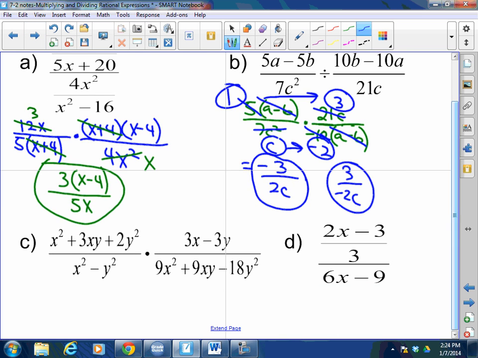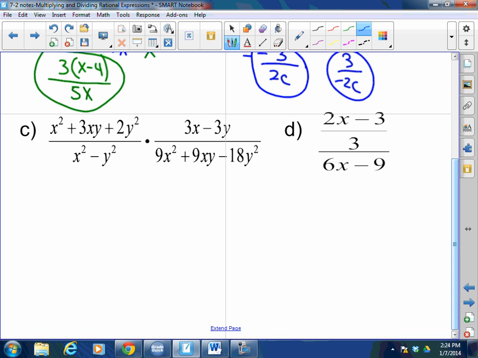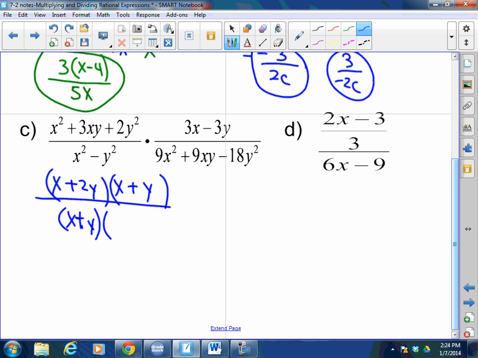Okay, last two and we're done, I promise. This is just multiply. So let's factor it. What is it going to factor out to be? X plus 2y and x plus y over x plus y, x minus y times x minus y.